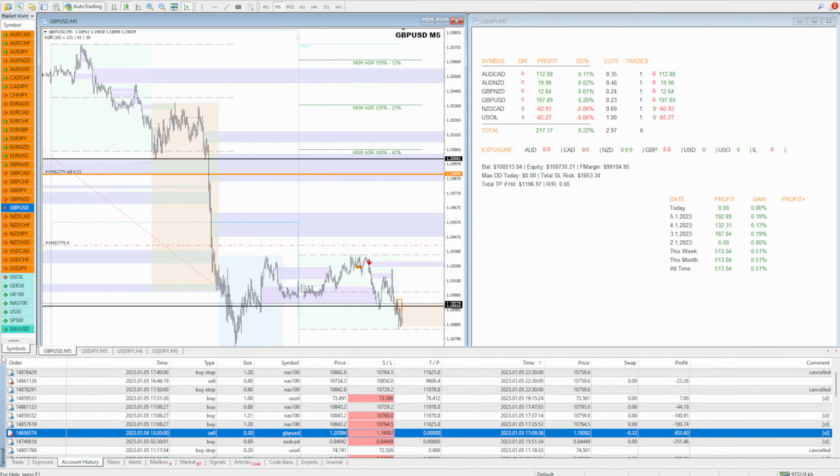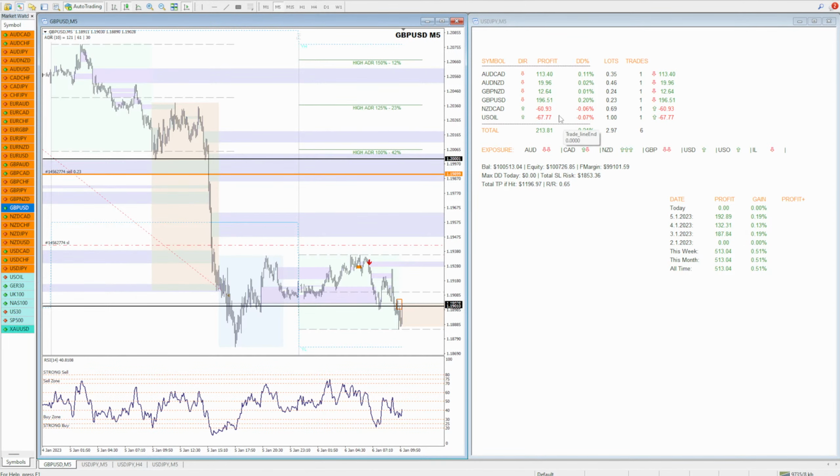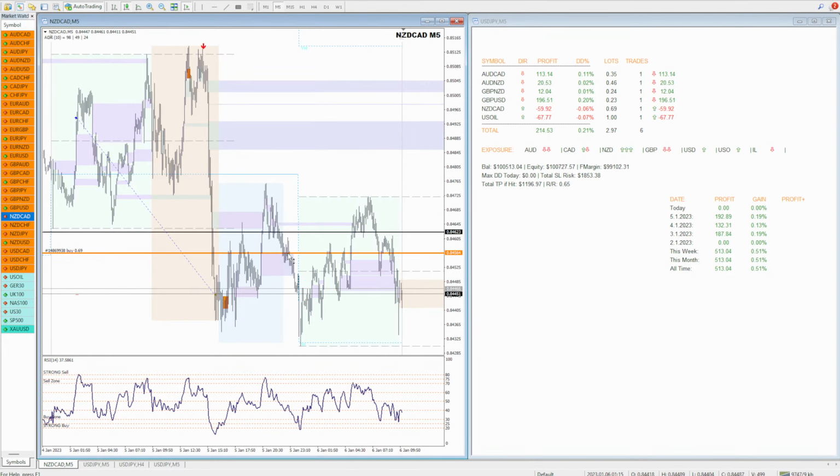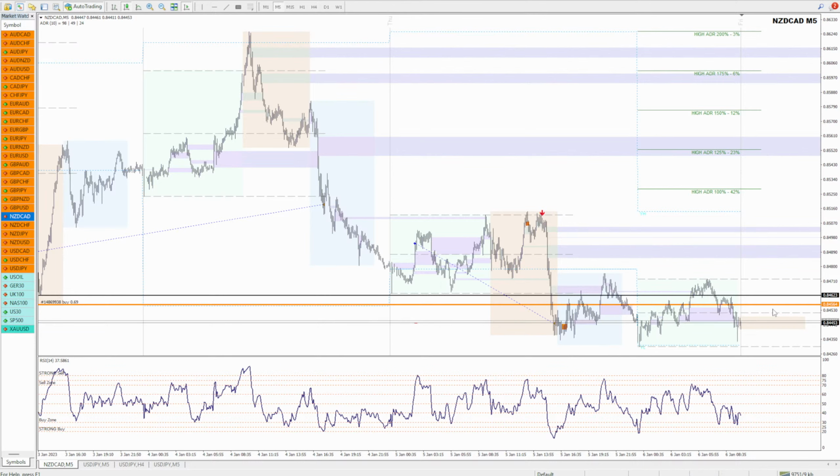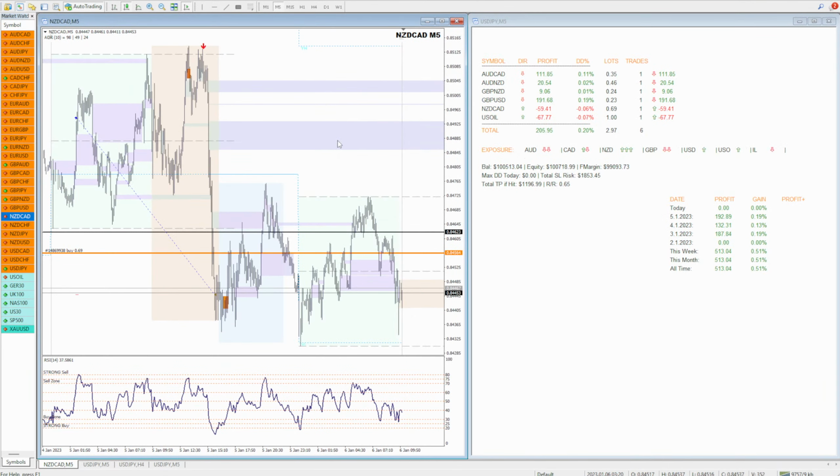So that was me yesterday. Didn't bank much yesterday. I've got New Zealand dollar CAD long. It hasn't gone anywhere. I've been in and out of this thing and it's just not going anywhere at the moment. Sentiment is on our side. We'll have a look at that in a minute. But yeah, long on that.